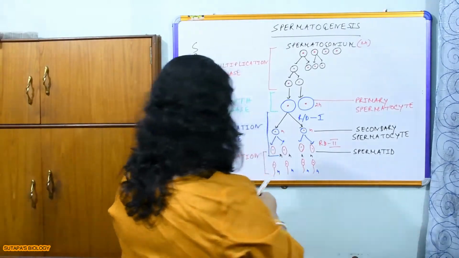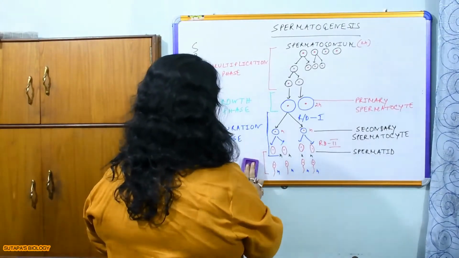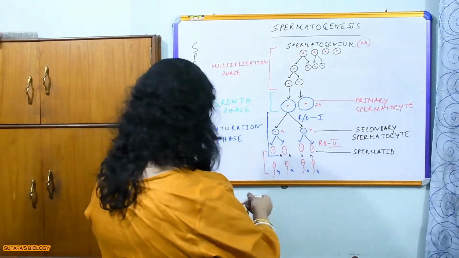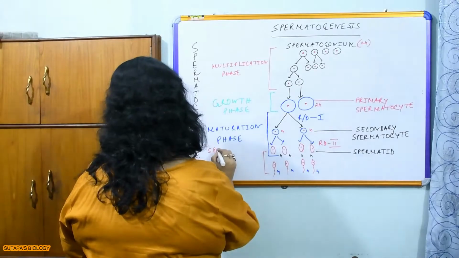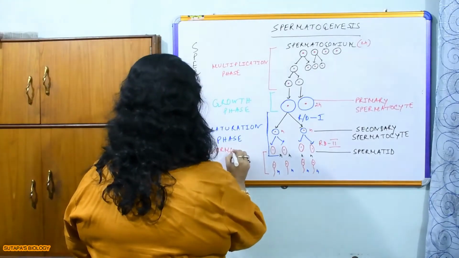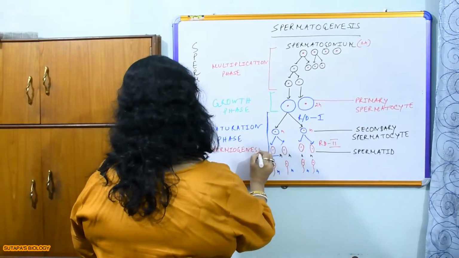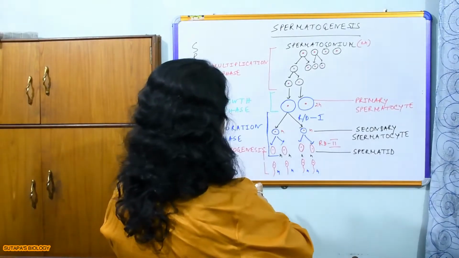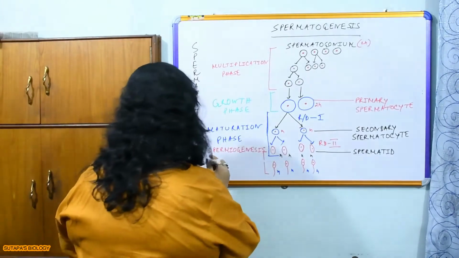Sorry, it's spermiogenesis, not spermiation. Sorry, spermiation is the procedure of release of these. This whole process is spermatogenesis. Genesis means synthesis. Always genesis means synthesis, and these are spermiogenesis and spermatogenesis.